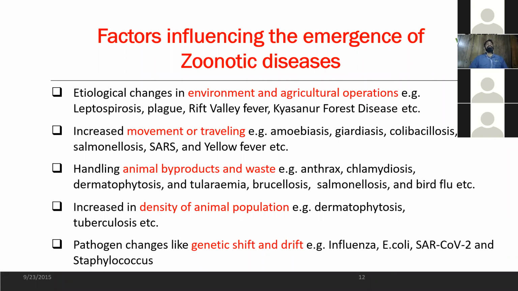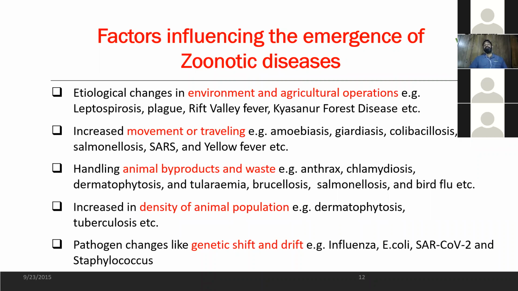The major factors influencing the emergence of zoonotic diseases: the ecological changes in environment and agricultural operations, for example leptospirosis, plague. Those are primarily the influencing factors. And increased movement or traveling, whether international or intranational, that is, domestic, influences the emergence of zoonotic disease because the disease can be easily transmitted because of the wide range of transport systems available nowadays.